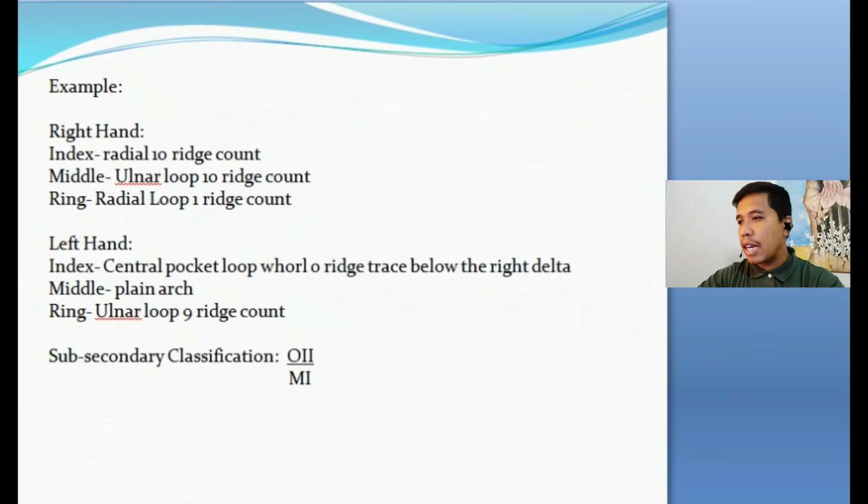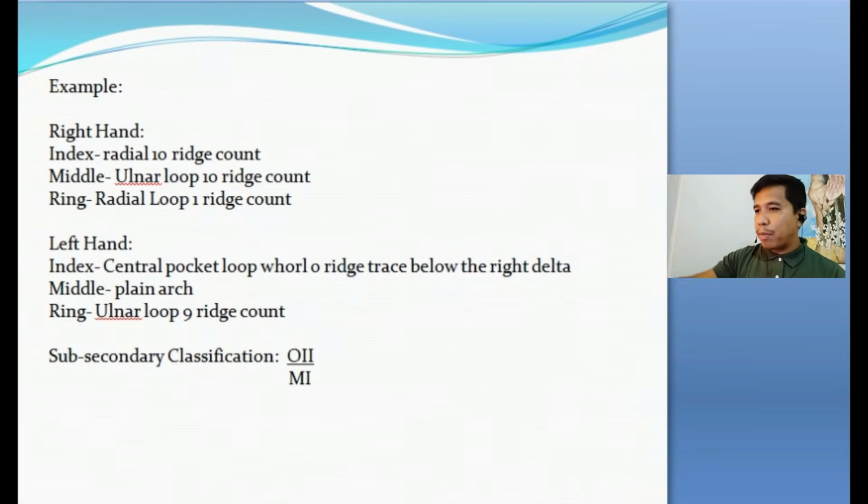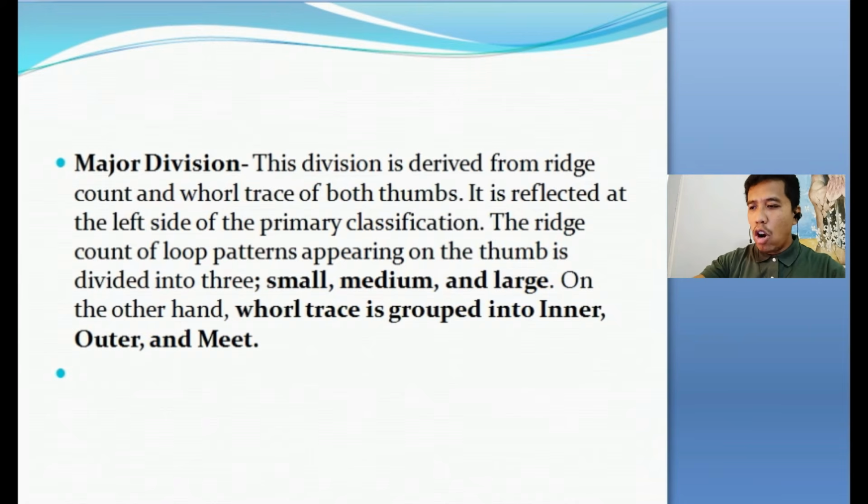Again, for ridge tracing and ridge counting, I want you to refer to the link in the description below so that you will be directed as to how ridge counting and ridge tracing should be conducted. The fourth classification belongs to the major division. If the primary considers the 10 fingers, the secondary considers the index, and the subsecondary considers the index, middle, and ring, the major division will derive its interpretation or count from the thumb. Okay? The right thumb and the left thumb.